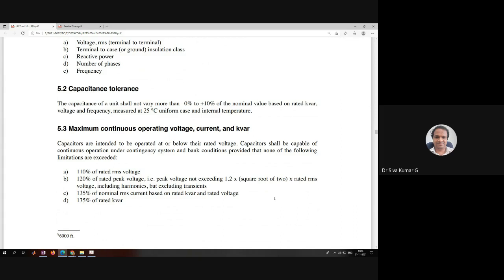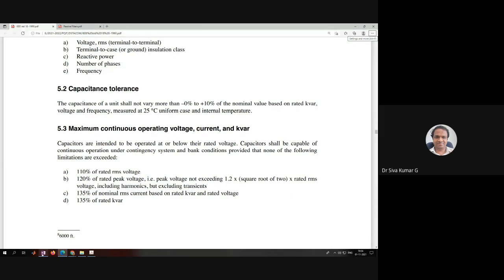In that case, we have to verify this. The applied voltage across the capacitor is a maximum of 110% of the rated RMS value. The design voltage considered is around 480 volts. While designing the capacitor bank, we consider 480 volts. In that case, we can apply 110 percent of the voltage.